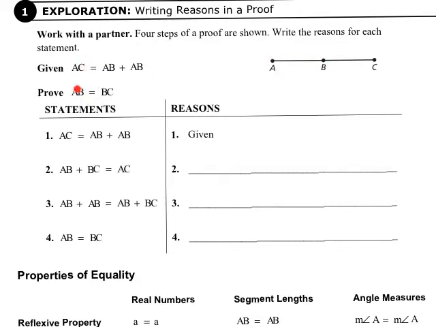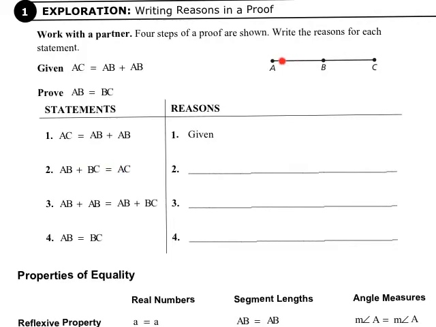Well, we need to prove that AB is equal to BC. So we need to prove that this segment is congruent or equal to this segment. Okay? All right, so you know that AC equals AB plus AB, that is your given. That's what we start with. Okay? From there, we need to say that we know that AB plus BC equals AC.